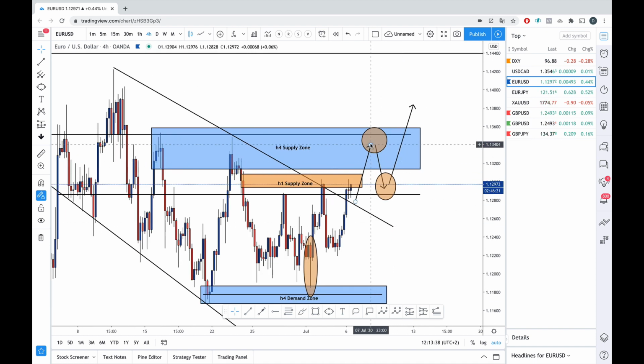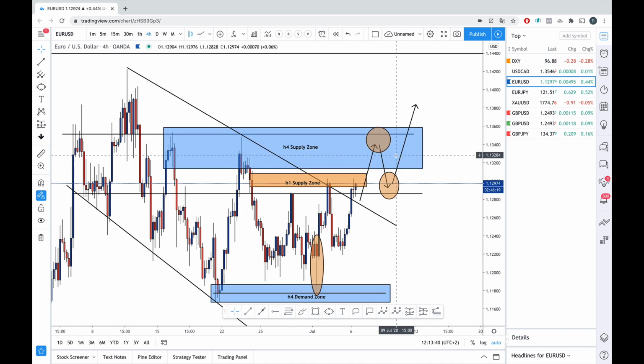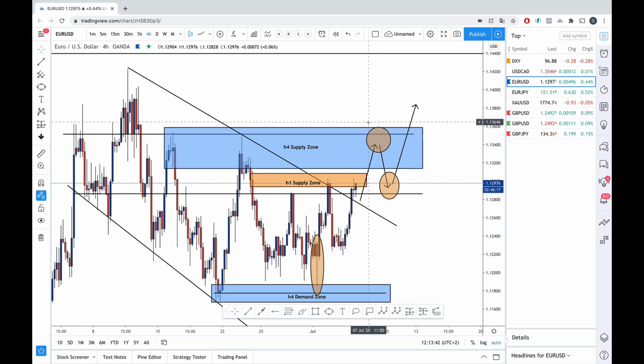So definitely to keep an eye on it is this H4 supply zone. Then you can take a nice short. I will take it as a scalp trade and then watch for longs on EURUSD.